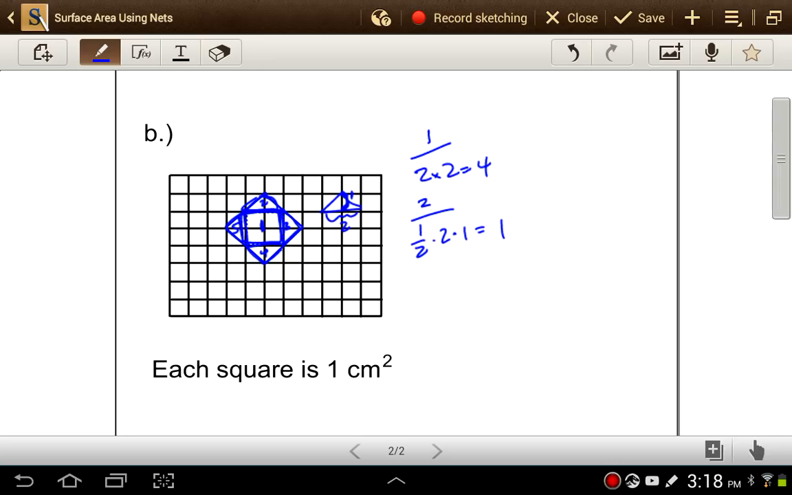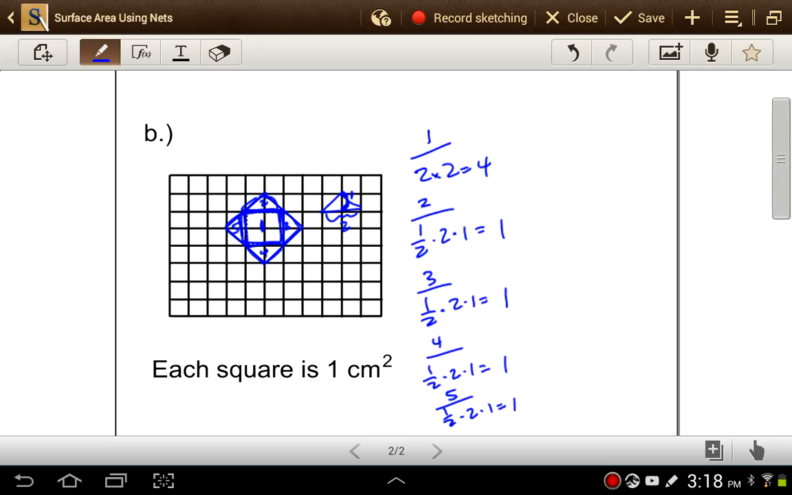Find my third shape, you'll notice that it's the same size as my second one, so it's 1/2 times 2 times 1, which is 1. My fourth shape is 1/2 times 2 times 1 again, which is also 1. And then my last shape is 1/2 times 2 times 1, which is 1. So you'll notice that all 4 of those triangles were the same, so I just have the same answer 4 times. And you can recognize those, and you start to use those to help you.